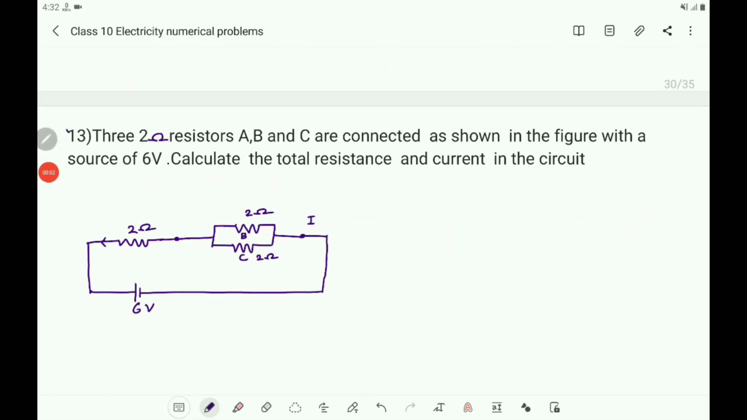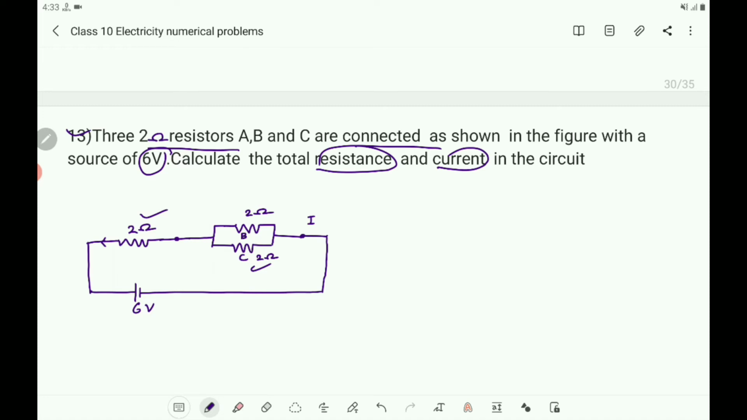Now the 13th question. 3 2 ohm resistors A, B and C are connected as shown in the figure with a source of 6 volt. Calculate the total resistance and current in the circuit. Children, you observe the circuit here. 3 resistors are there and all of them are of 2 ohms. So here in the first situation, what you have to find out? We have to find the total resistance.